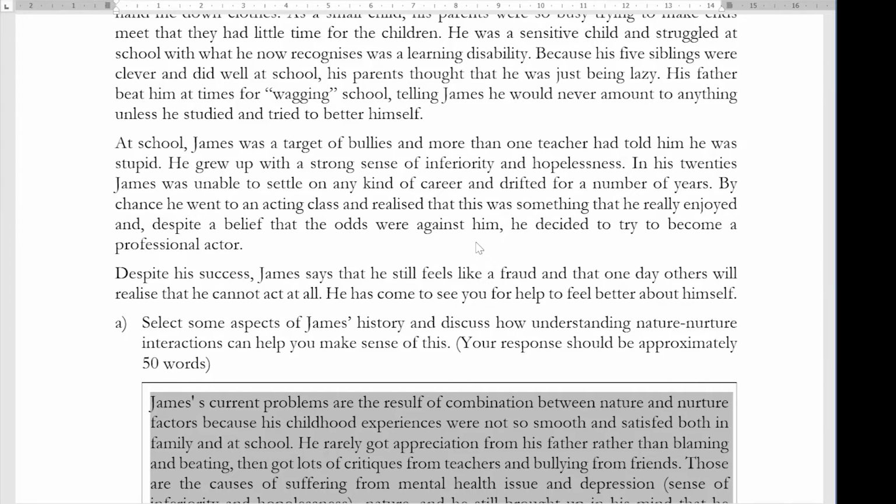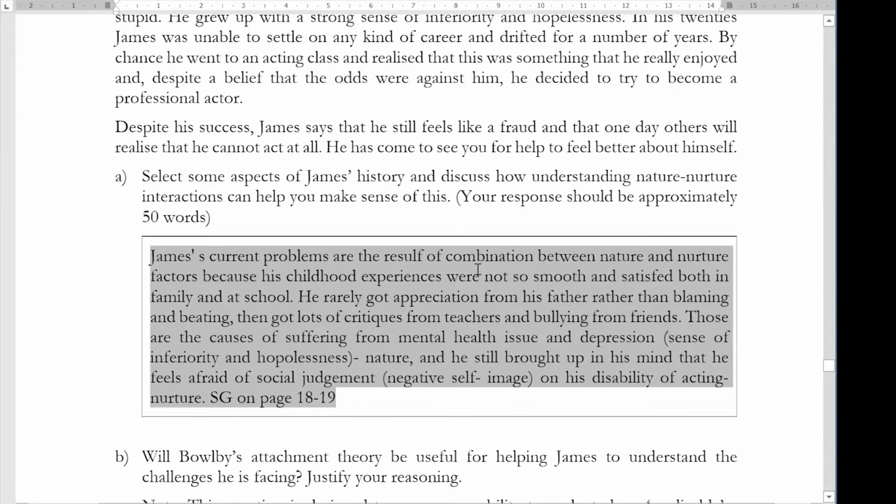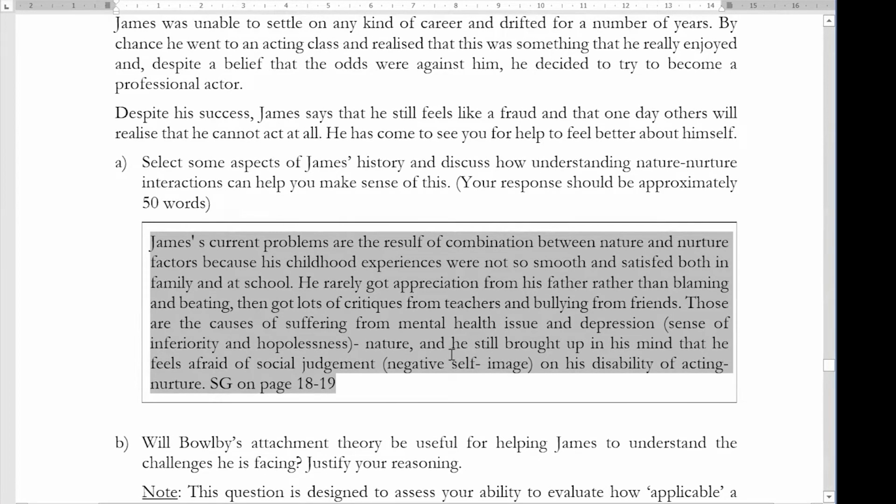He decided to try to become a professional actor. Oh, big dream. Despite his success, James says that he still feels like a fraud, and not genuine. Like he's not really an actor. He feels like he couldn't possibly be a real actor, that one day others will realize that he cannot act at all. He has come to see you for help to feel better about himself. Like imagine when he was young. He still not yet become a superstar.